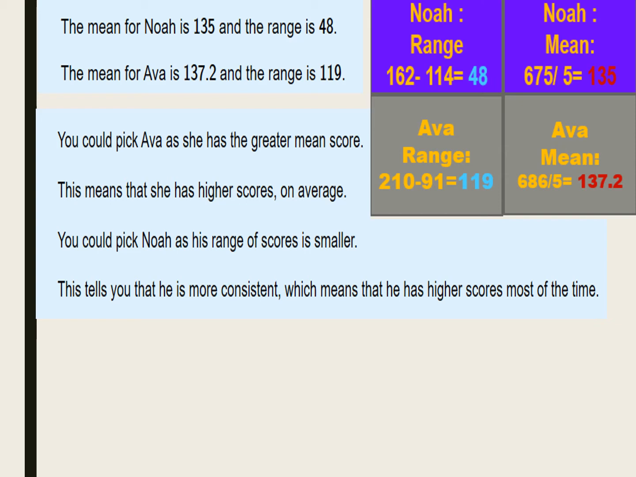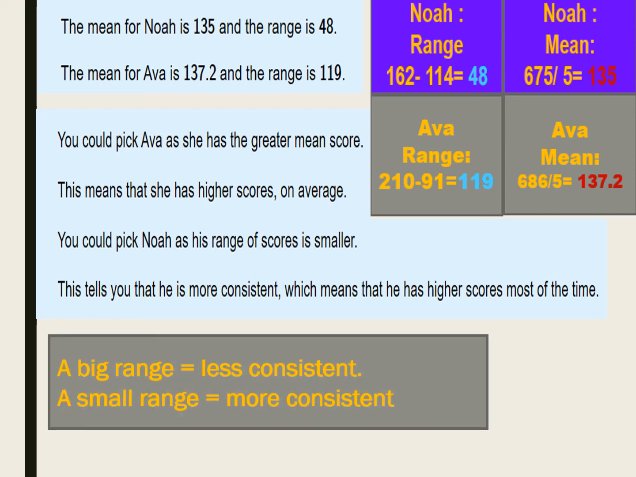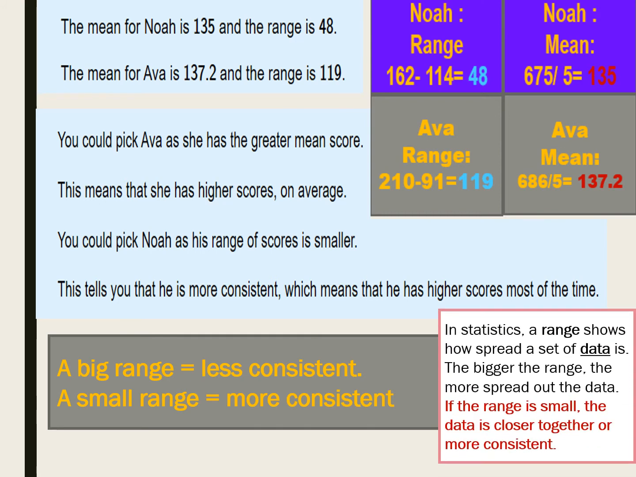So to pick using a range, it's better to choose the lower range. Why the lower range? Because it means that this one is more consistent. So when you have a lower range, it means more consistent. A big range means less consistent. What do we mean? If the range is small, then the data is too close to each other, which is more consistent. So the meaning of more consistent is when the data is closer to each other.